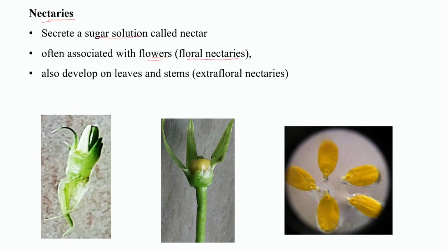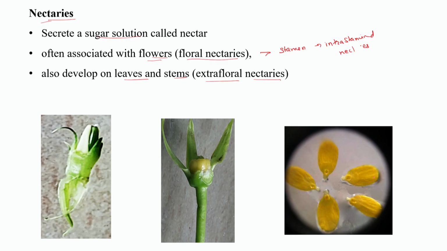However, these nectaries could also be found on other parts, like leaves and stems, and they are known as extrafloral nectaries. They will be found on stamens. If it is found in the stamen, then it is known as intrastaminal nectaries. Or they will be found at the base of the ovary, the top of the ovary or the sides of the ovary. Even in the petals they will be found.